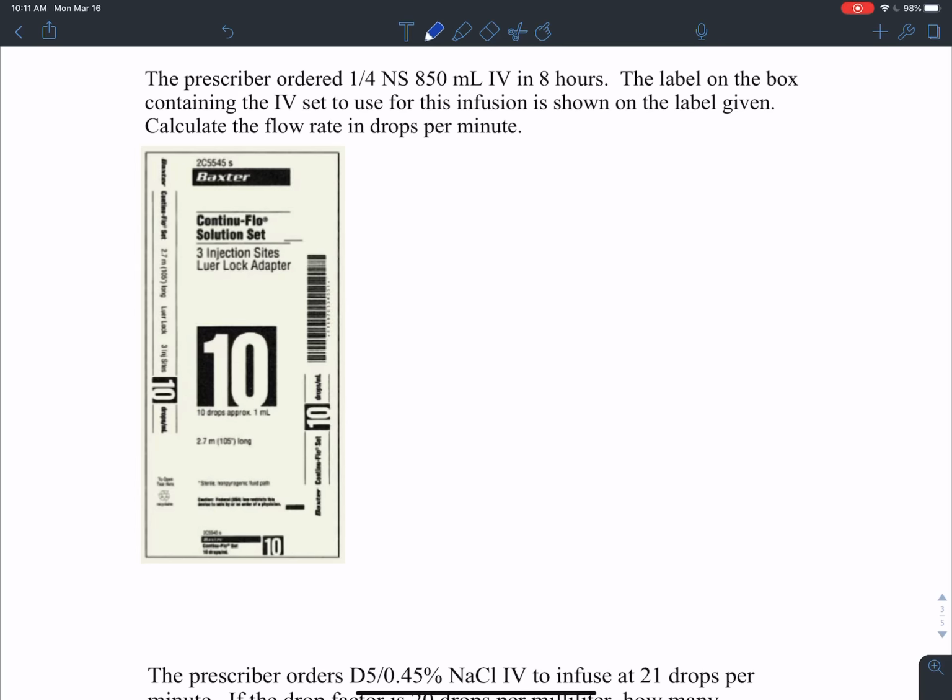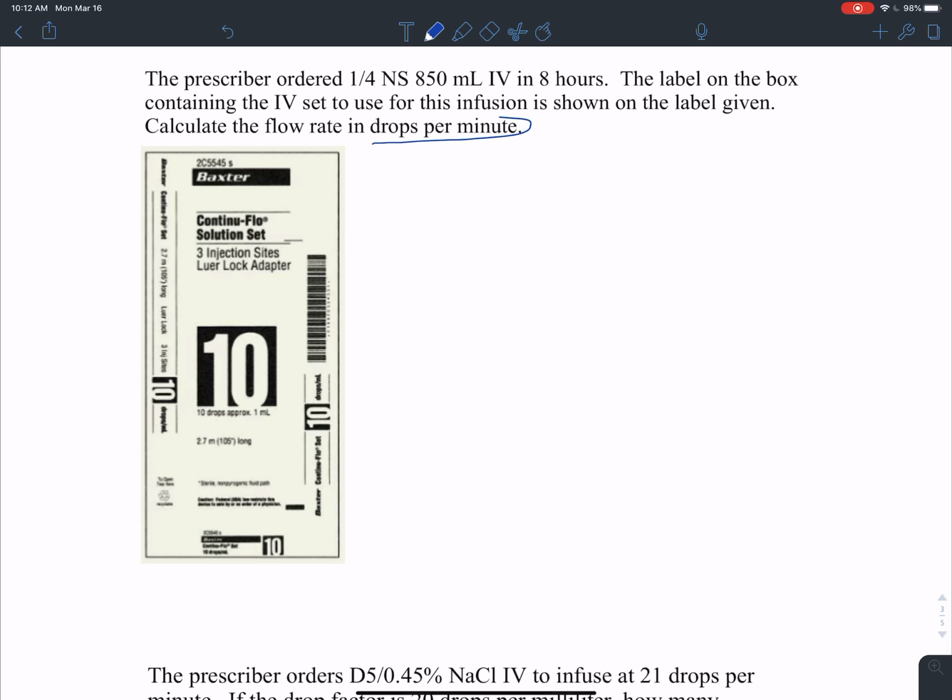Today, we're looking at some flow rate problems. For the first example, the prescriber ordered 1/4 normal saline, 850 milliliters IV in 8 hours. The label on the box containing the IV set to use for this infusion is shown on the label given. Calculate the flow rate in drops per minute.